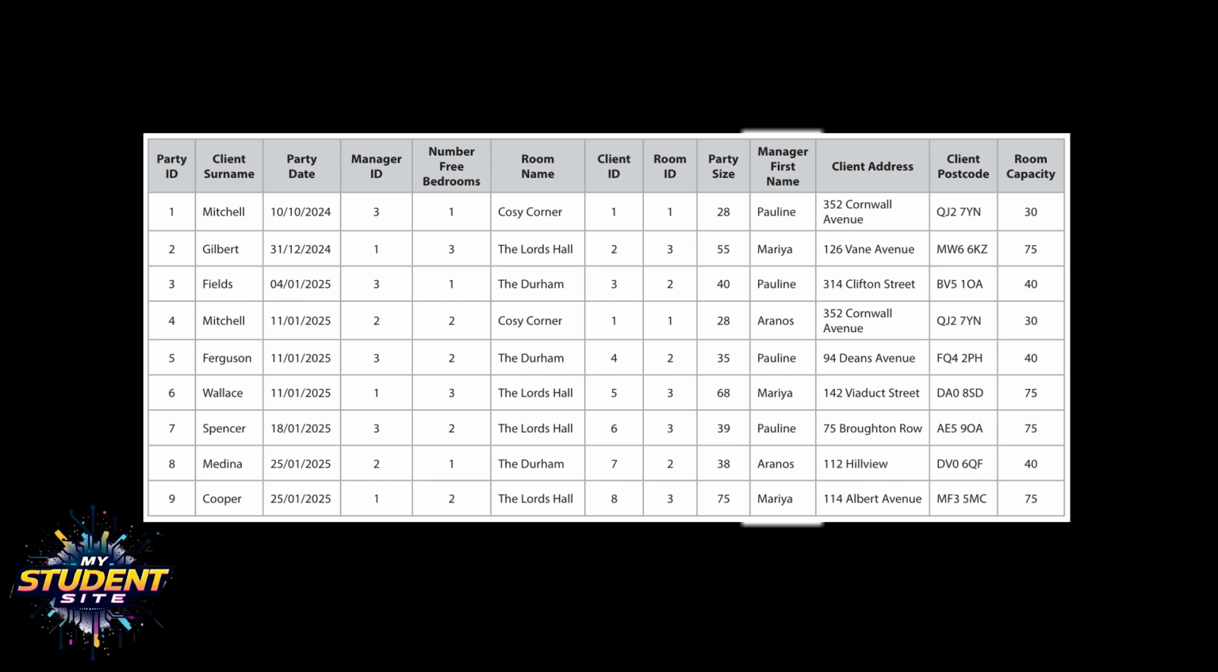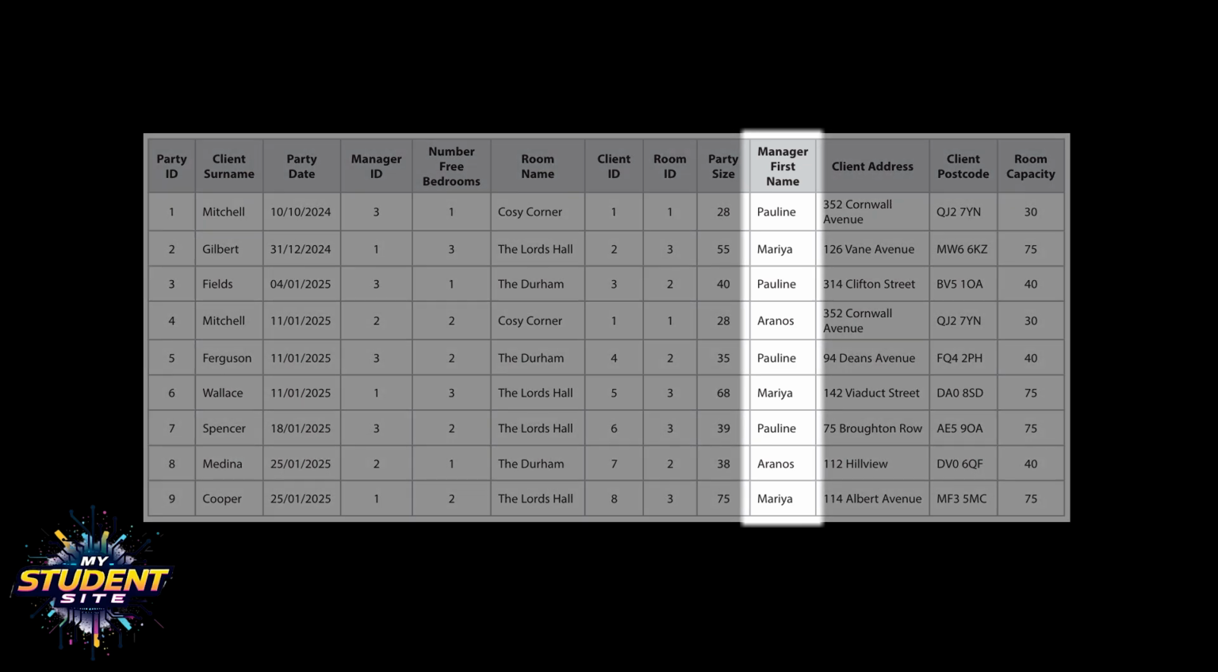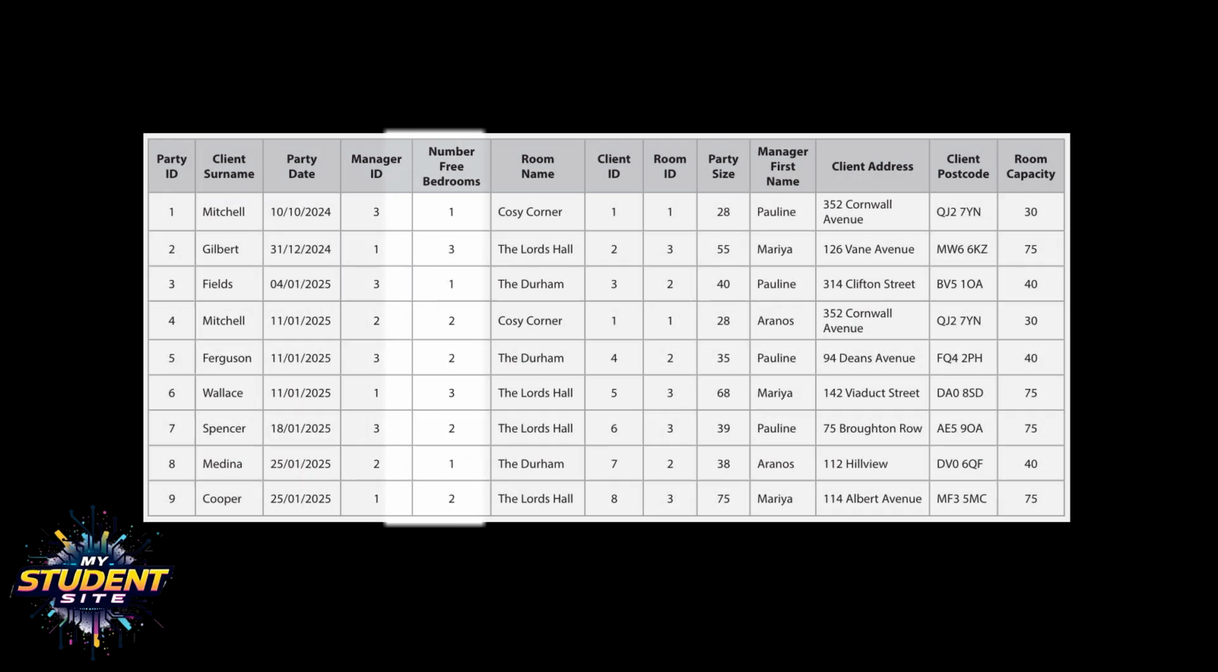These IDs are normally a good indicator that these are actually tables, because with most tables we'll have unique IDs to help us create what's known as a primary key. As you can see from the screen, I'm highlighting areas where we can see easy duplication, things like manager's first name, client surname, and room name. By following the normalization process and splitting the data out into separate tables, we should be able to reduce the amount of duplication that appears within this database.